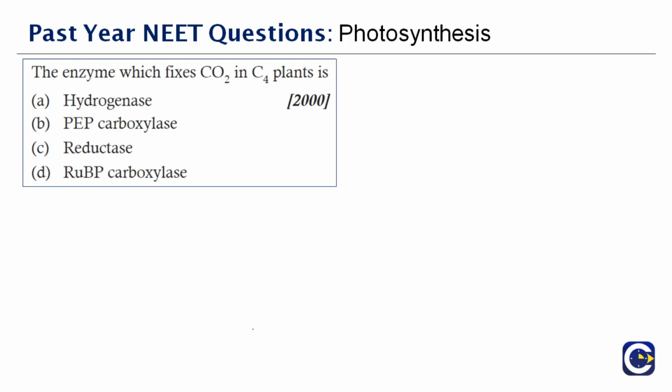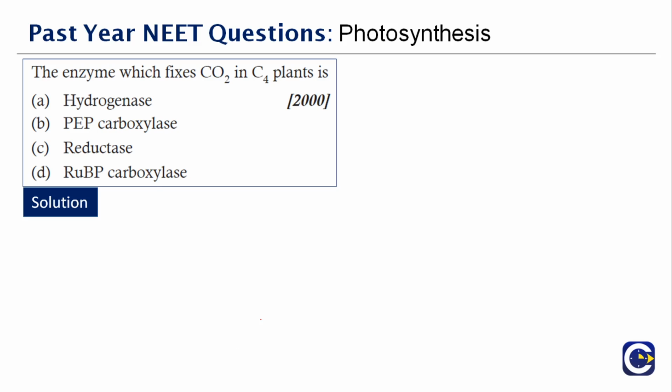Next question here. The enzyme which fixes carbon dioxide in C4 plants is dash. This is a very easy question for you because we already discussed a lot about it in the earlier parts. Okay. So you're given 4 options here. What are the 4 options? Hydrogenase, PEP carboxylase, reductase, and RuBP carboxylase.